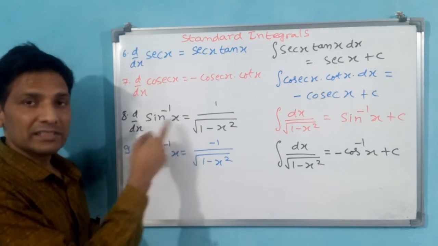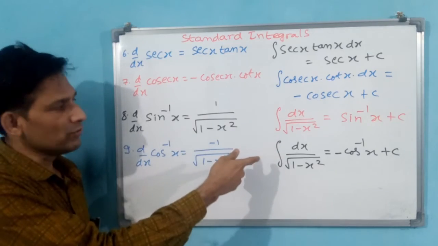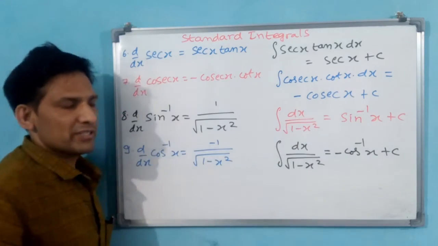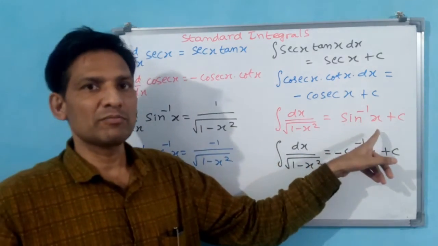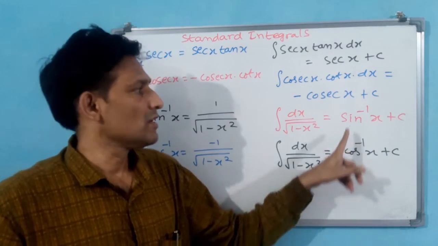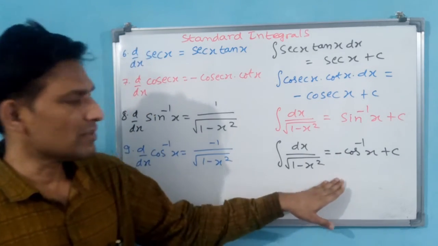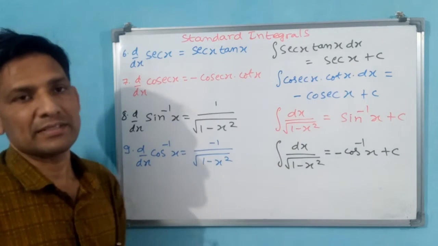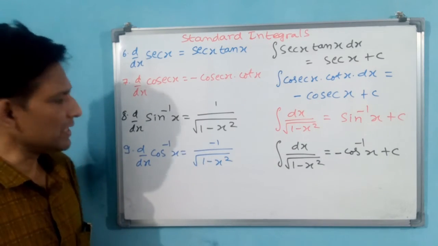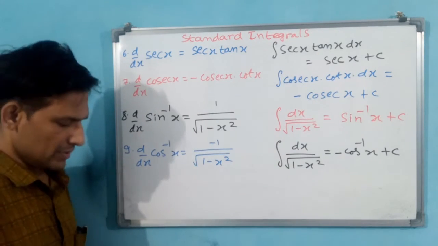That means for inverse integrals and derivatives, you can simply change. If you want to change sin inverse x to cos inverse x, you simply put minus: minus cos inverse x. Cos inverse x to sin inverse x, you simply put minus: minus sin inverse x, like that. Okay? You understand this?